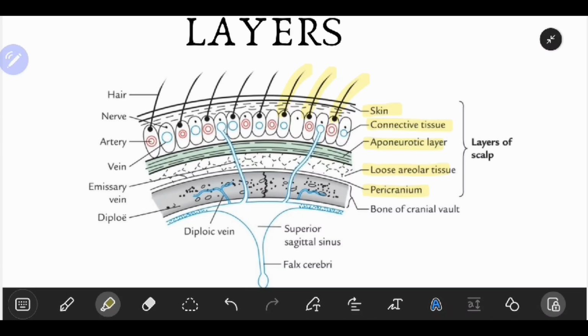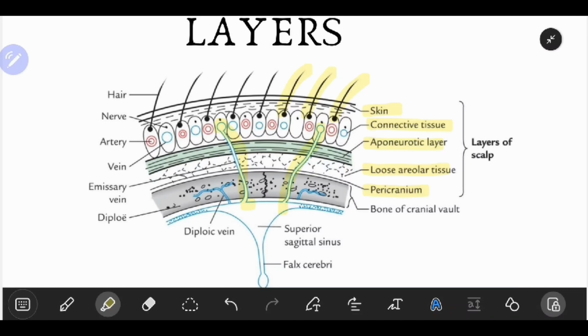Then you have connective tissue. Connective tissue has veins and arteries. Now, in this layer, the most important vein that traverses all the way up to the superior sagittal sinus is your emissary veins. Just note this down. It's very, very important. Then aponeurotic layer.